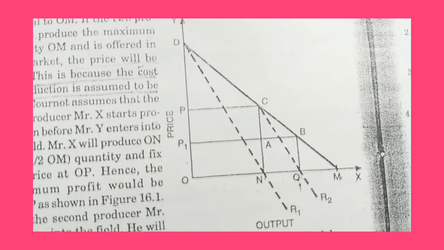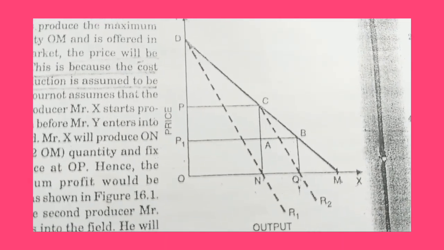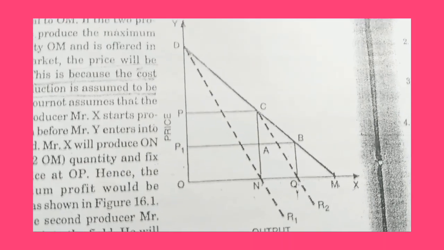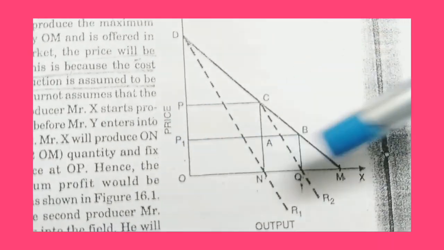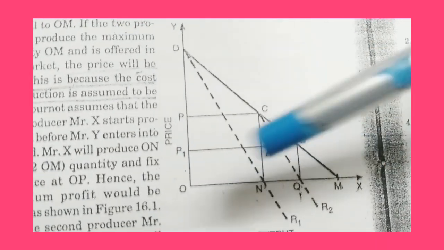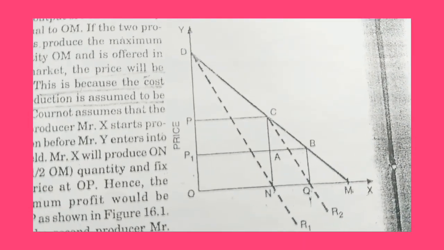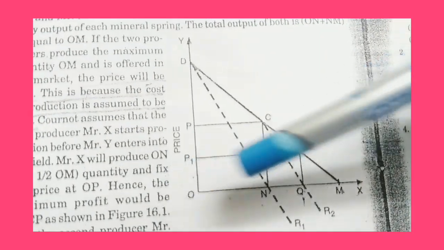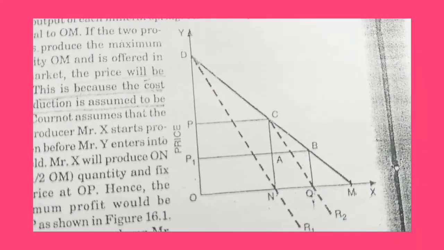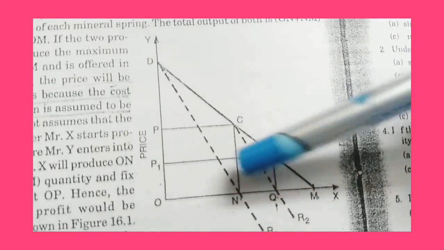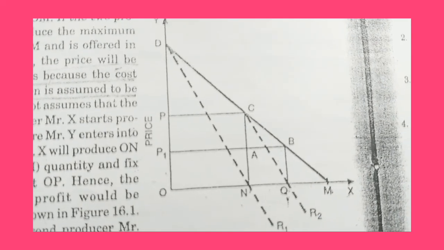Cournot assumed that the first producer, Mr. X, starts production before Mr. Y enters the field. Mr. X will produce ON, that is half of OM, and fix the price at OP. So the first firm produces ON amount of commodity and fixes the price OP. Hence the maximum profit would be ONCP, as shown in the diagram.